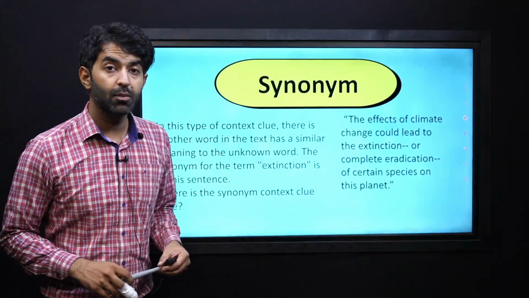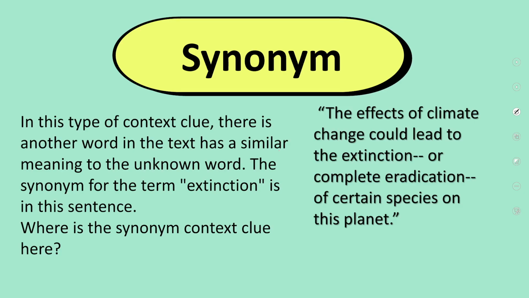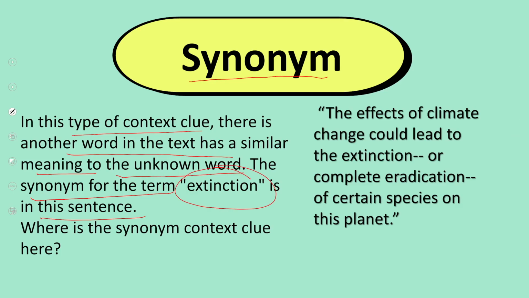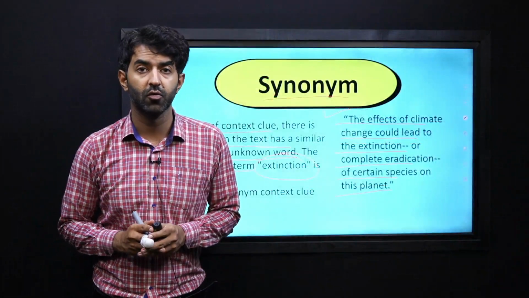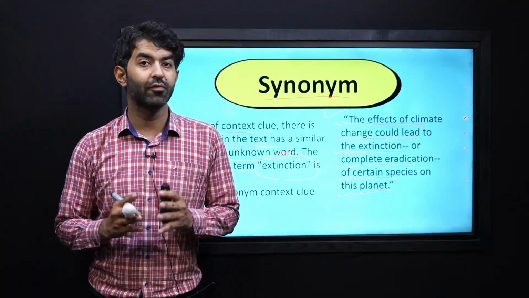Moving on with the synonym context clues. So in this type of context clue, there is another word in the text that has a similar meaning. This is why we call it synonym context clue. To the unknown word, the synonym for the term extinction is in this sentence. Now the sentence is, the effects of climate change could lead to the extinction or complete eradication of certain species on this planet. Now, the word extinction is our main unfamiliar word. Can you see a synonym of that word in this sentence?